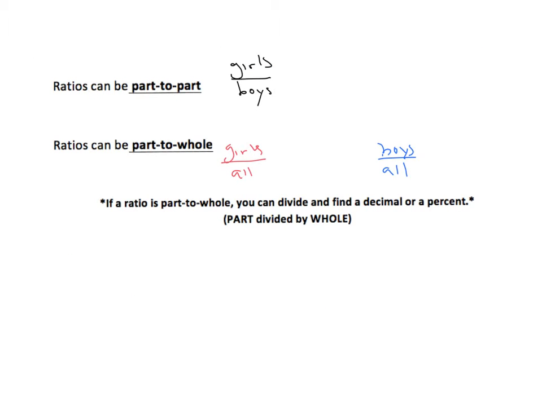Ratios can be broken down into two different ways. They can be part to part. So, for example, girls to boys. If we did a ratio of girls to boys, we would have 12 over 16. And if we reduce that, you would have 3 girls over 4 boys.